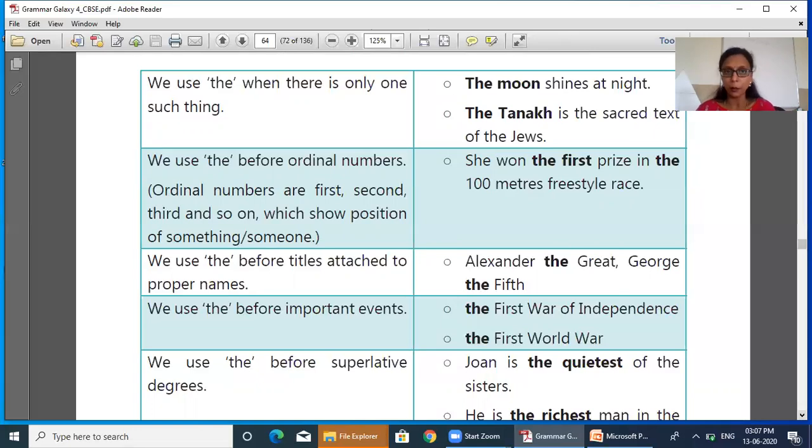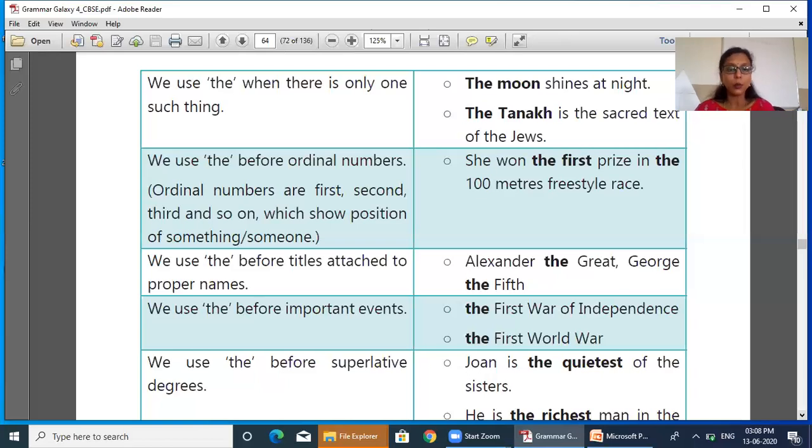Now let me give you an example here. Think that there are 10 children standing in a line, in a row. Now we know who is the first child, who is the second child, who is the third child, right? Can there be many first children? No. In that row, we are talking about the particular first child. So it is a specific person or specific noun we are talking about. The first prize is again a specific one. In the same way, the 100 meters freestyle race. It is a particular race we are talking about. Got it, children? Okay. Let's move further.